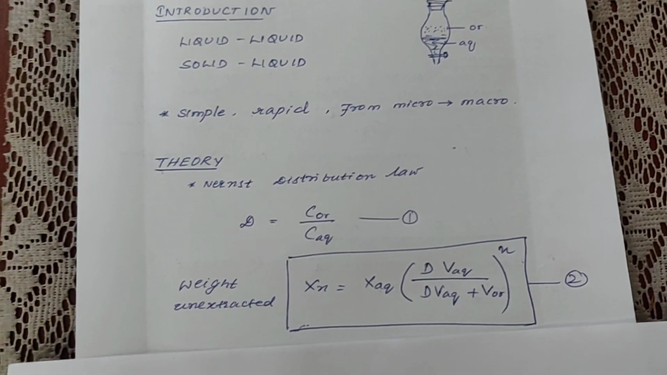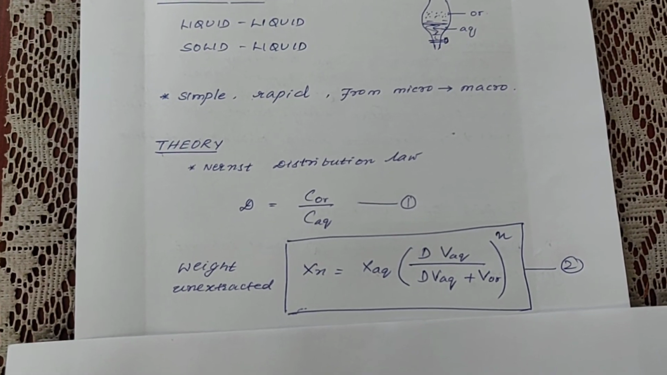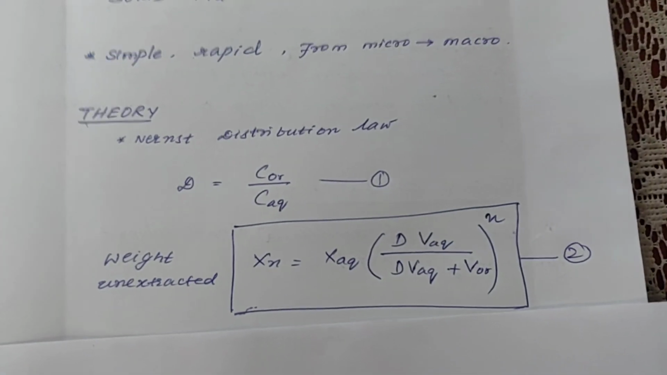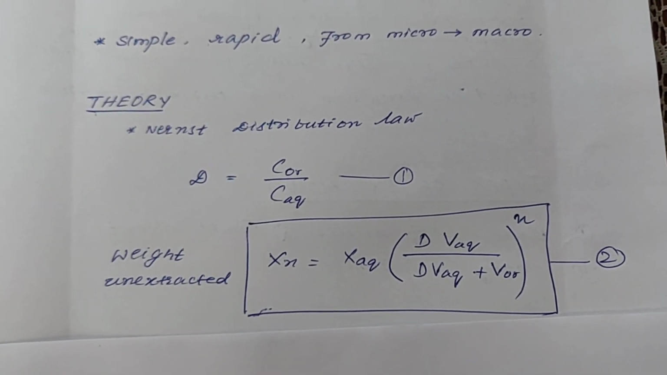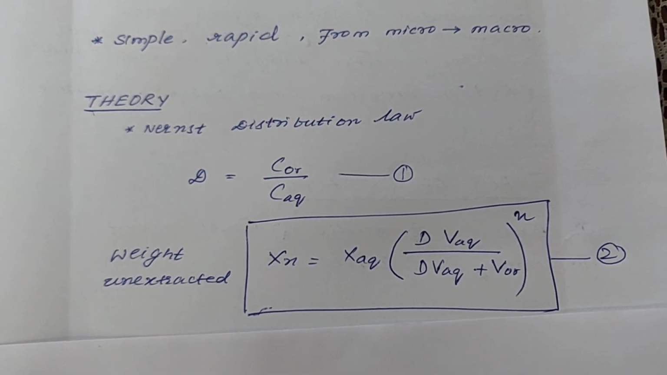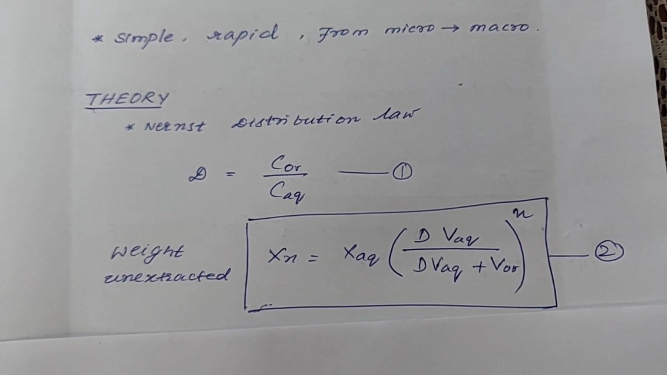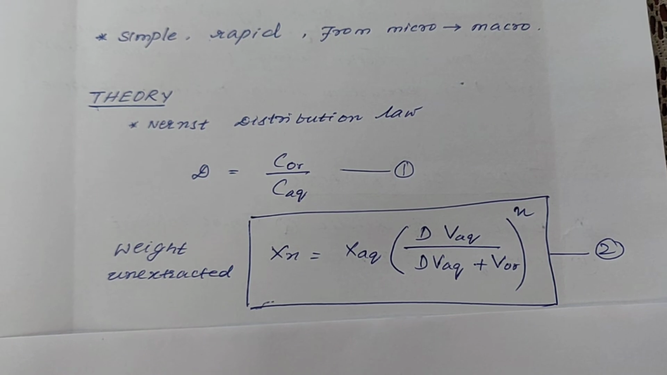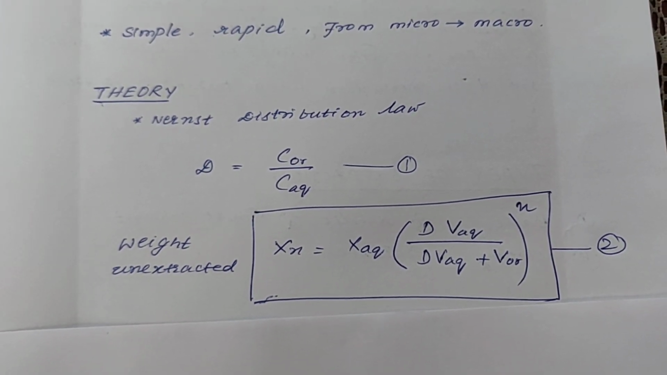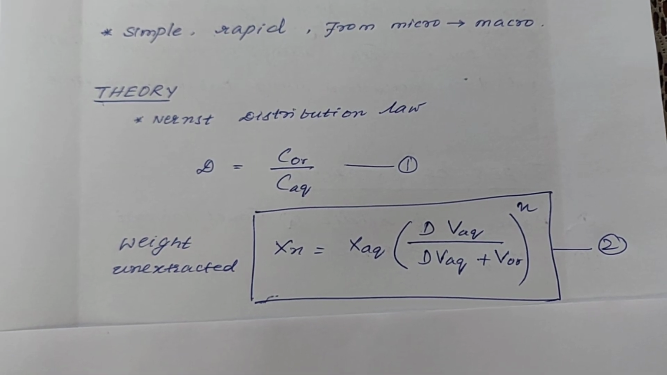Now there is a theory here. Nernst's distribution law holds good. Since we are distributing the solute particles in both organic and aqueous phase, the distribution coefficient D will be equal to the concentration of the solute in organic phase divided by the concentration of the solute in aqueous phase.